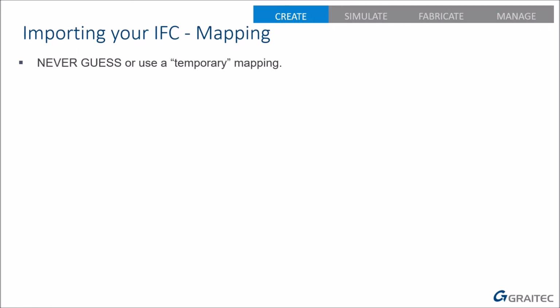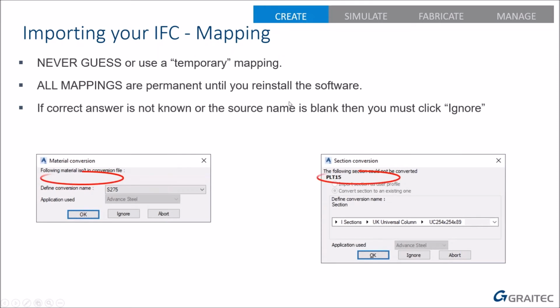But because it's remembered, you should never guess what the mapping is, and you should never use a supposedly temporary mapping, because the mapping is permanent. So your guess or your temporary one is stuck until you reinstall the software. It's very, very hard to find and remove it otherwise. So you'll always have it importing as the wrong thing forevermore. If the correct answer isn't known, then you should click ignore.